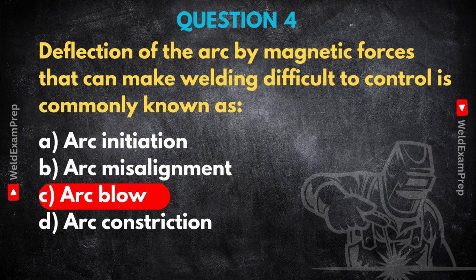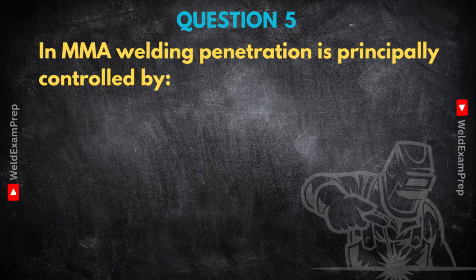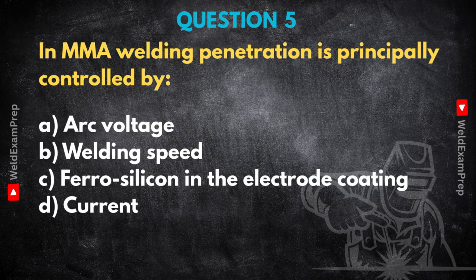It's fascinating how these unseen forces play such a big role. It really is. Welding is definitely a mix of physics and skill. Okay, one final question for this session. Let's focus on a really critical weld quality parameter, penetration. The depth of fusion. Okay. Hugely important. In MMA welding, penetration is principally controlled by which of these? A, arc voltage, B, welding speed, C, ferrosilicon in the electrode coating, or D, current.